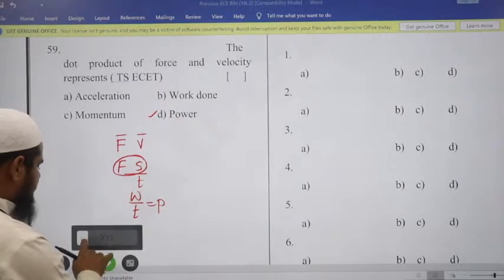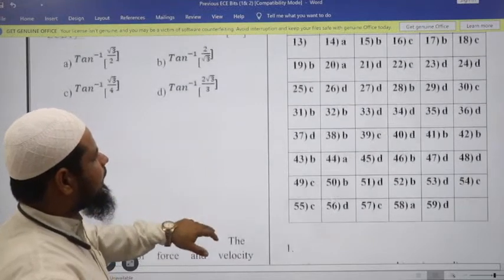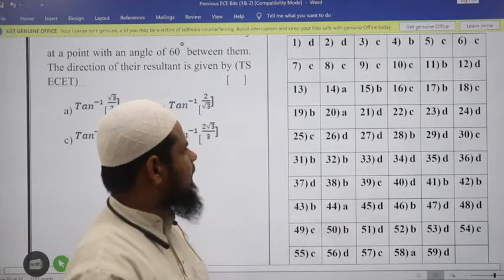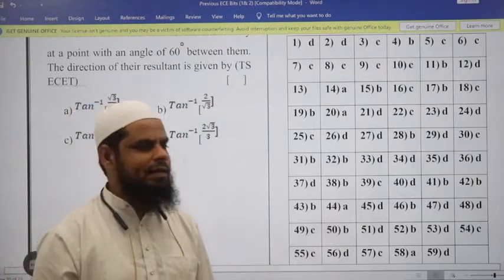Hope you understood. Now you can see here all questions and answers are there. The key is there. You can find out for a few minutes. We'll start the next lesson.